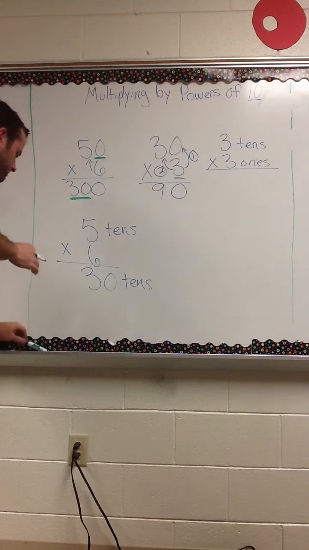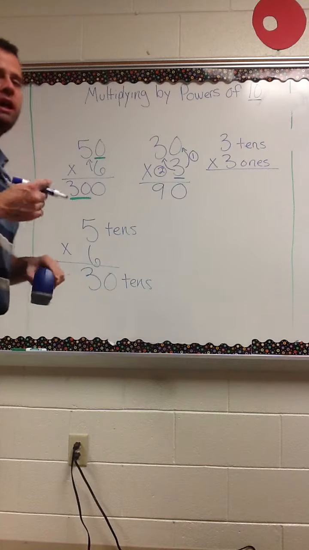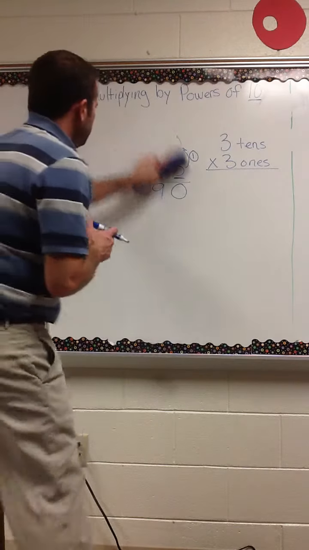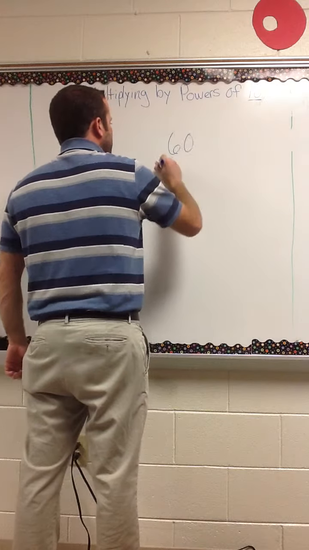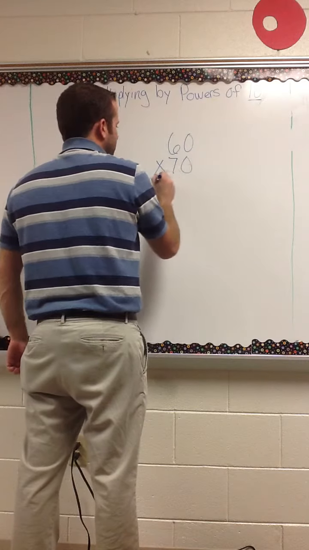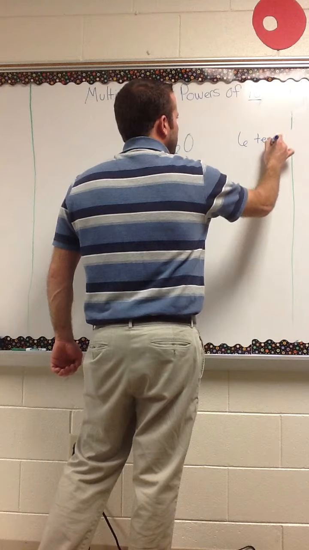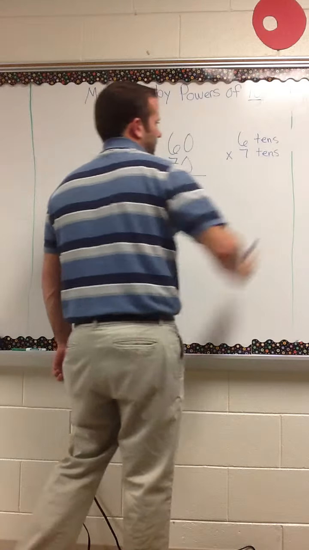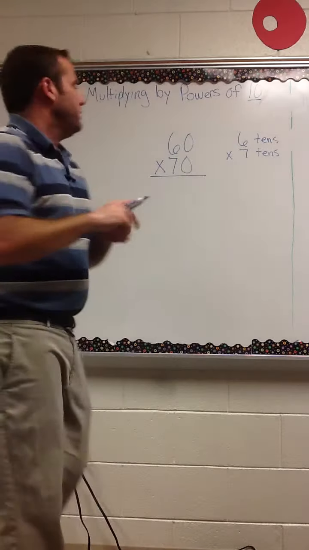Now, this will start to become more useful and will make more sense when we're multiplying 2 multi-digit numbers. So let's do a couple of those before I let you go. Let's do 60 times 70. So I have 6 tens times 7 tens. All right, again, actually, let's do this one side by side.